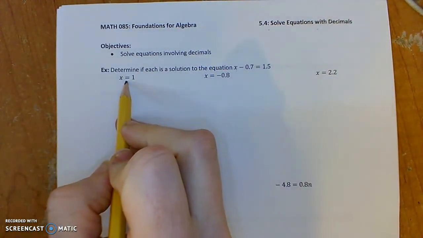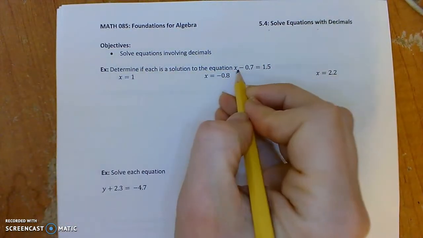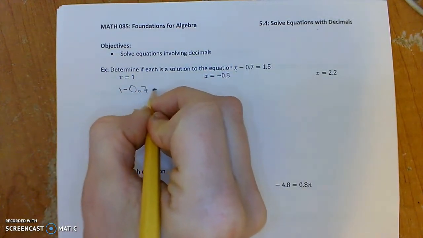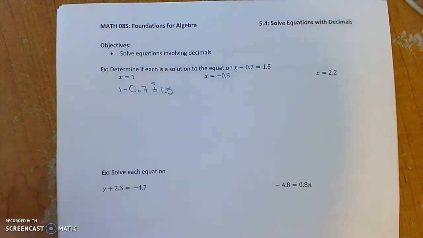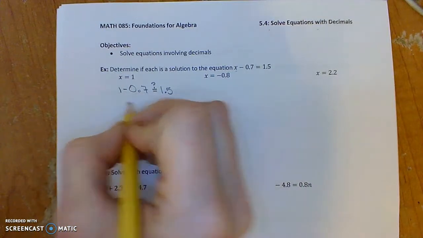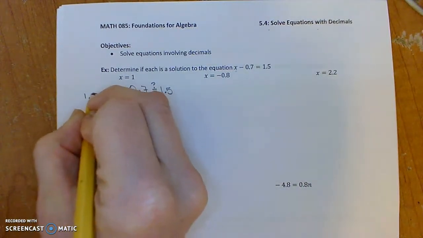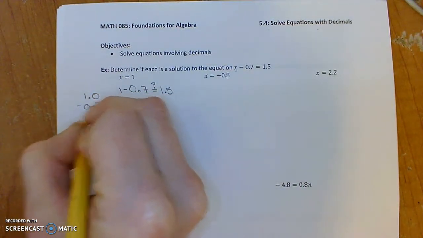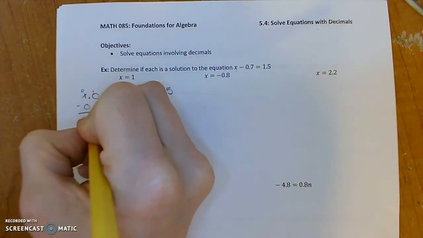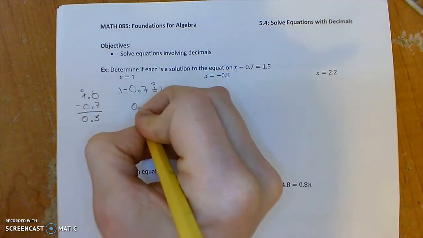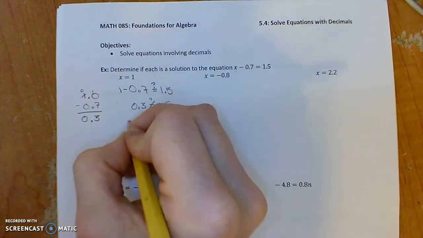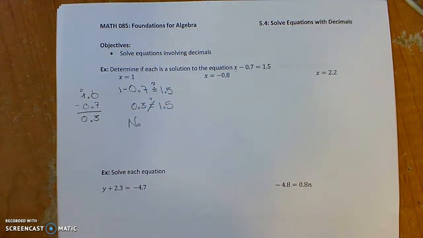So let's try x equals 1. Is that a solution? We'll replace x here with 1. 1 minus 0.7, and then we have to ask ourselves, is that equal to 1.5? So let's do the subtraction. 1 minus 0.7, this is 1.0 minus 0.7. So I'll have to regroup here. 10 minus 7 is 3, so I get 3 in the tenths place. 0.3, is that equal to 1.5? It is not, so I'll say no. x equals 1 is not a solution.